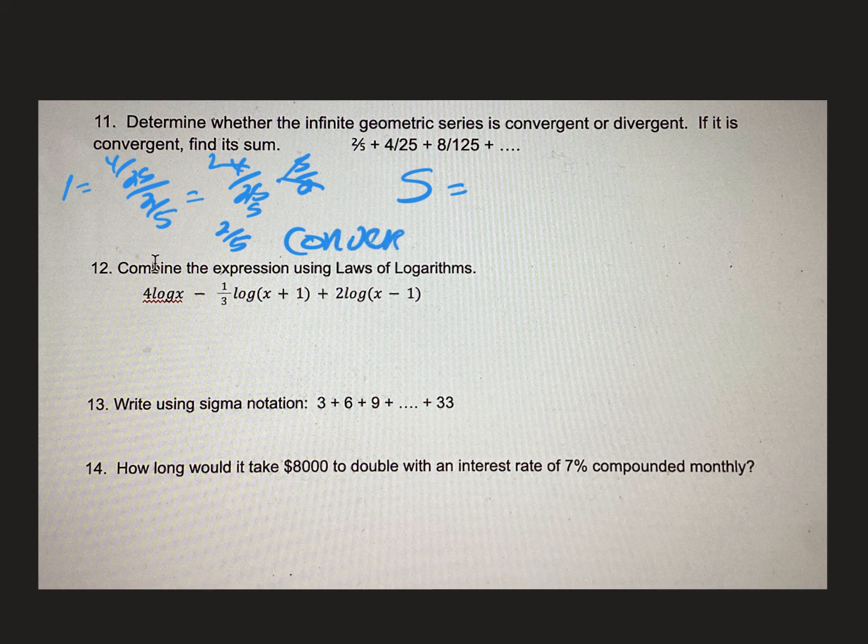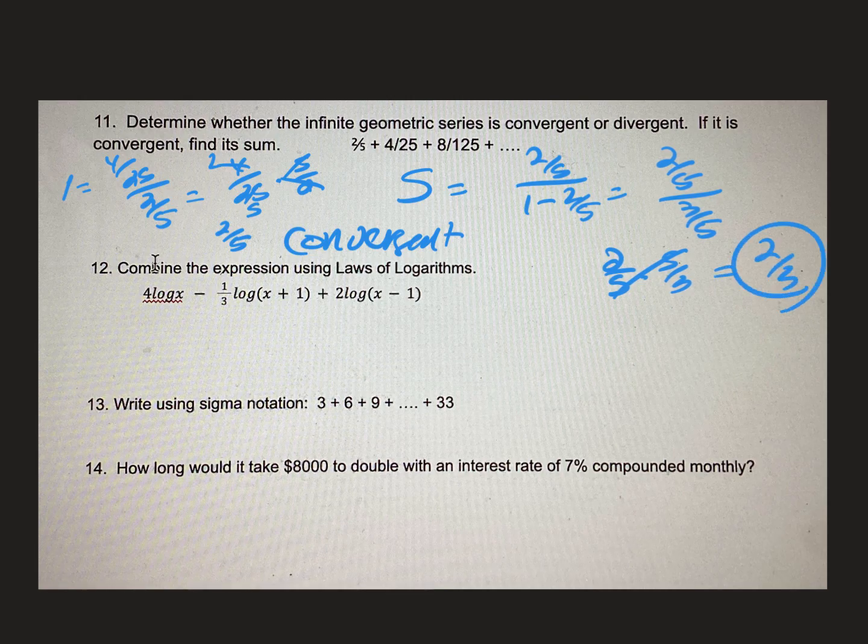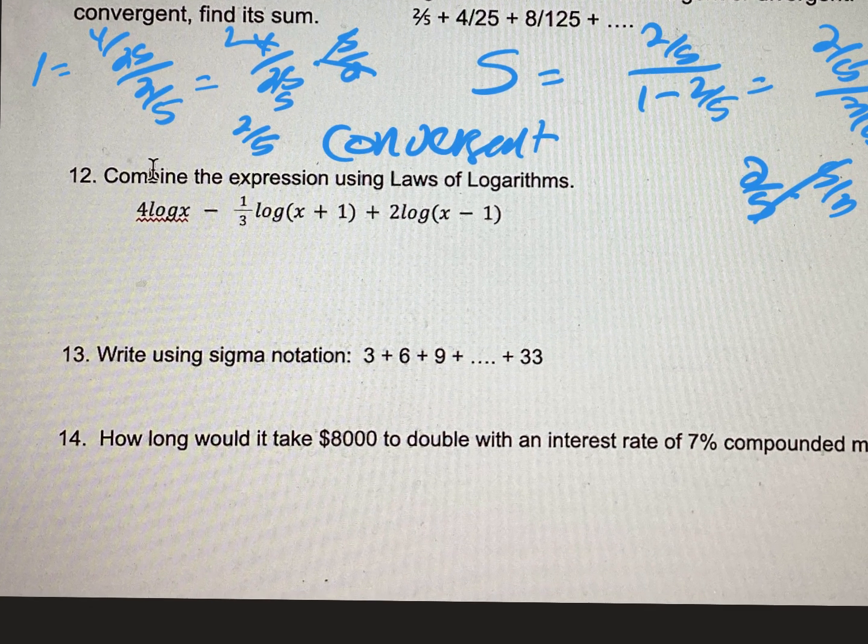It's converging onto some number. Got to figure out which one. So I'm going to do the first term over 1 minus R, which is also 2/5, which gives me 2/5 over 3/5. And if I keep, change, flip there, I get 2/5 times 5/3. 5's cancel. 2/3.